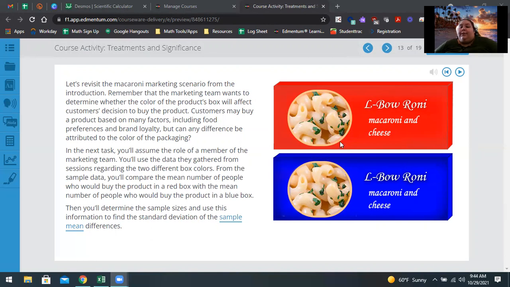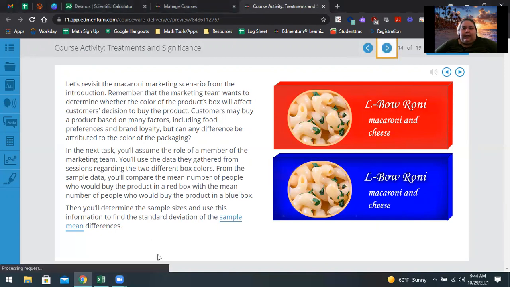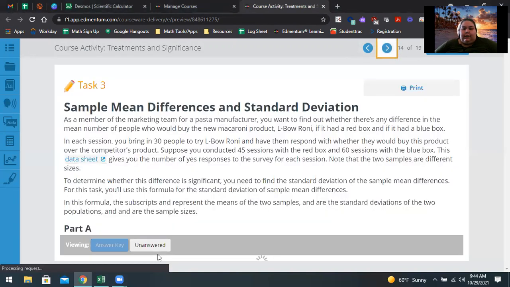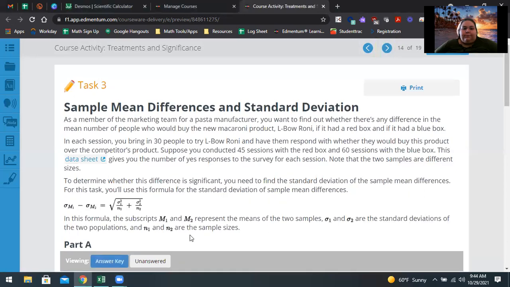So would there be a difference if we go to the store and buy pasta? It's the same brand, Alberoni macaroni and cheese. The only difference is it's a red box or a blue box. Is there some statistic behind it where people prefer the red or the blue? We're going to jump into that here in task number 3.